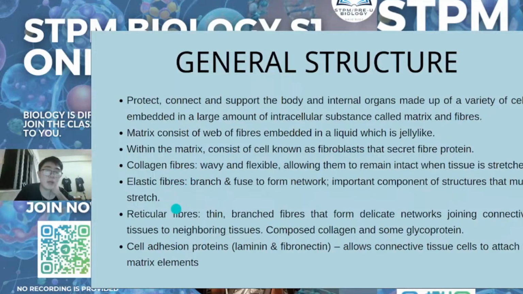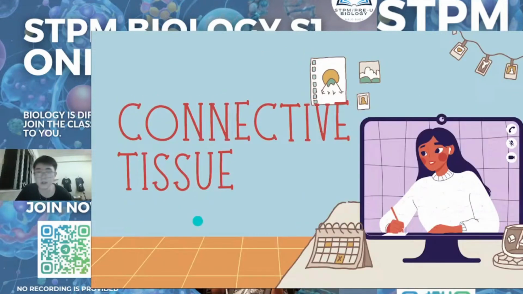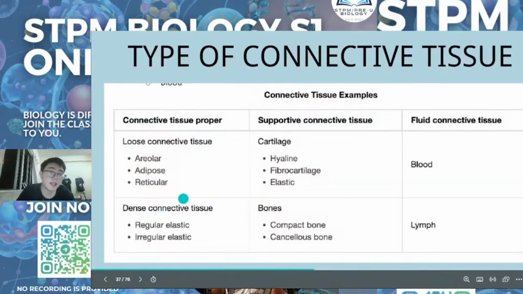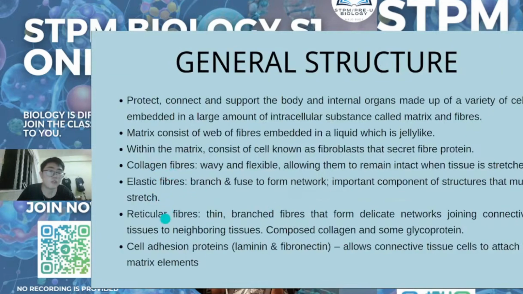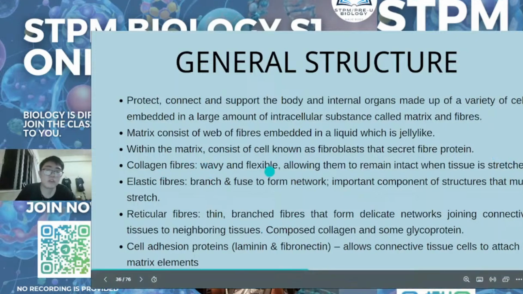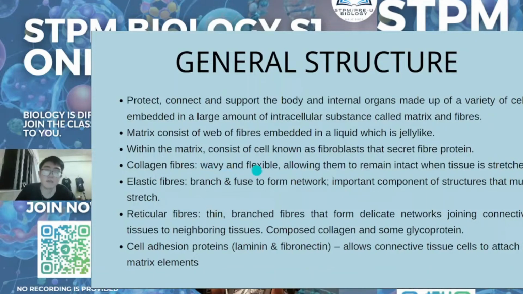And then we also have three types of fiber: collagen fiber, elastic fiber, and reticular fiber. Yang ni lah semua ni. Elastic fiber, collagen fiber, reticular fiber. So what are these fibers? Collagen fiber is waxy and flexible. Elastic fiber is branched fiber and fused to form a network. Reticular fiber is thin and branched fiber. So normally all the fibers are interconnected together.